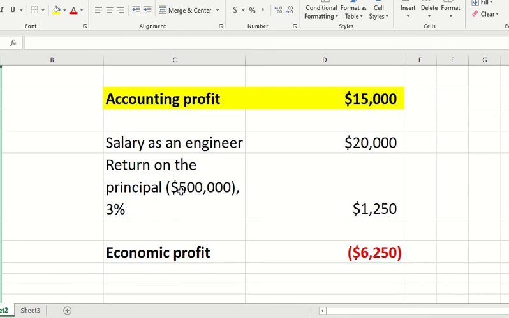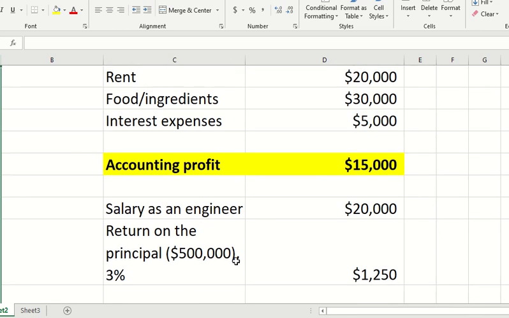So if this $500,000 is put in an alternative investment, for example, a 10-year treasury bond, on average, it will give him a 3% return. So when you break it down into 12 months, he can expect to have $1,250 of interest or return from this $500,000 of principal, if he chooses to invest this $500,000 in a financial instrument instead of a business venture such as a restaurant. Okay?